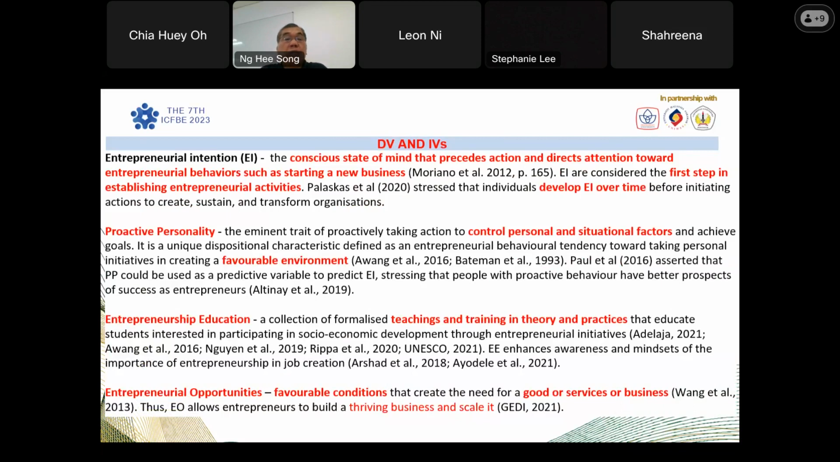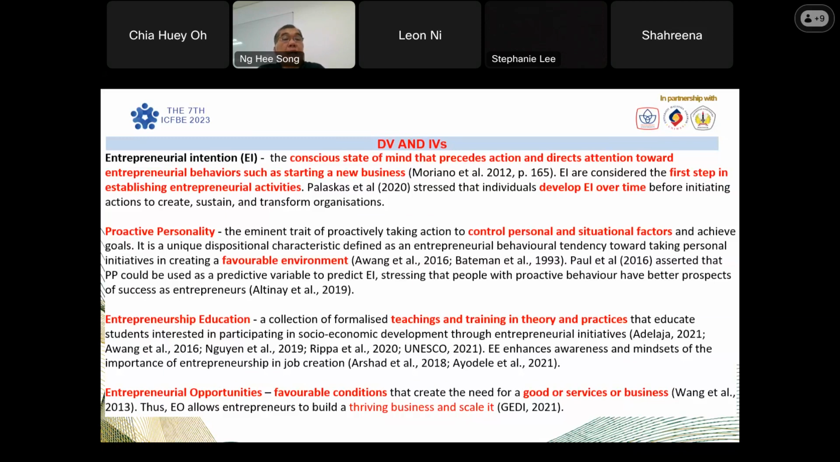So my second variable is proactive personality. This talks about people who are able to control their personality and size up the situation. People who have a proactive personality can make fast decisions, and normally they make use of favorable situations to their advantage.